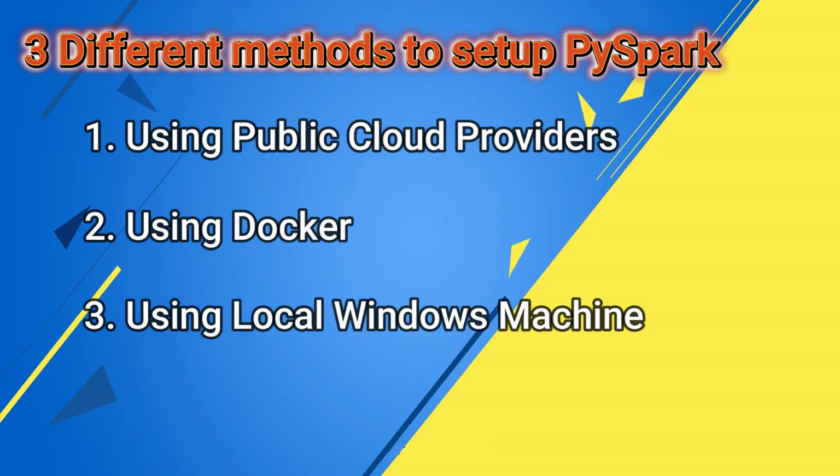Number three, using local machine. In this approach, we will install PySpark and other supporting software on our local Windows machine and execute the Spark programs. This is one of the easiest approaches for beginners who want to learn PySpark, and in this tutorial I am going to show you how to install PySpark on your local machine in a step-by-step fashion. So are you ready for some Spark? Let's start.